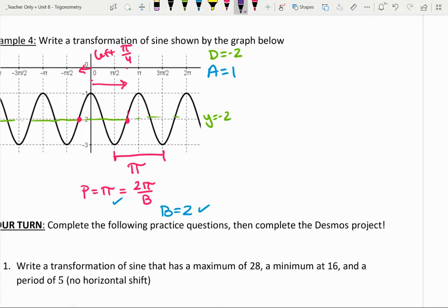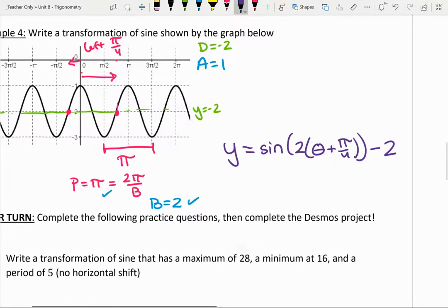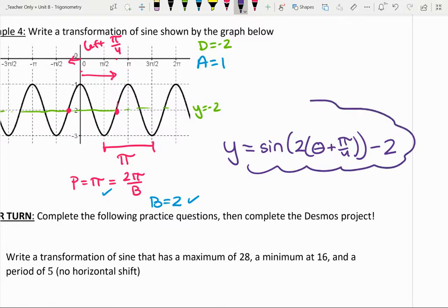So last, put it all together. I'm not going to put a 1 out in front because, again, multiplying by 1 doesn't change the value. So sine of 2, and then another set of parentheses to represent my horizontal shift, left pi fourths units, minus 2 for my midline there. And if I were to check this with Desmos, my graph would look remarkably similar to this graph in example 4.